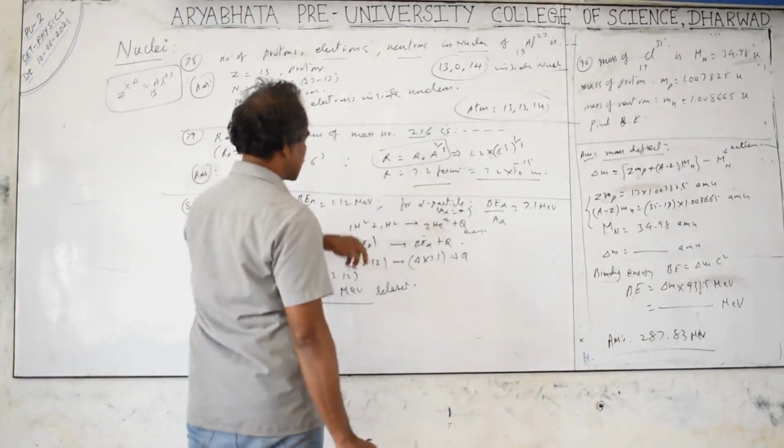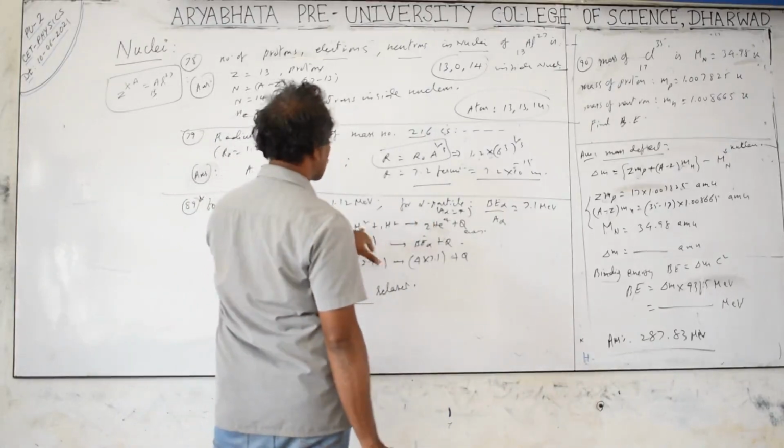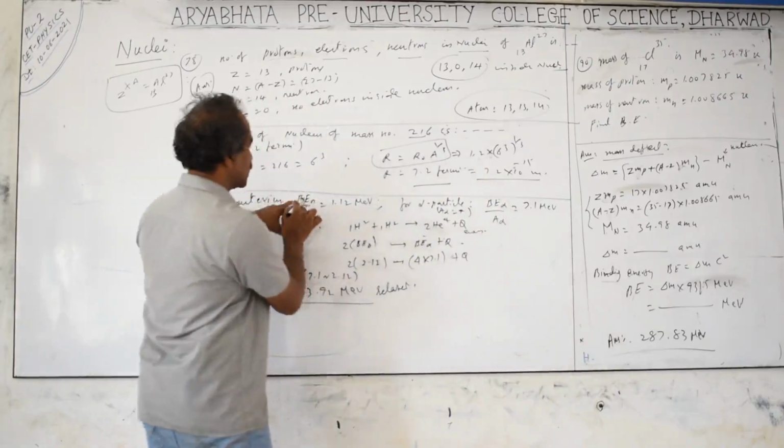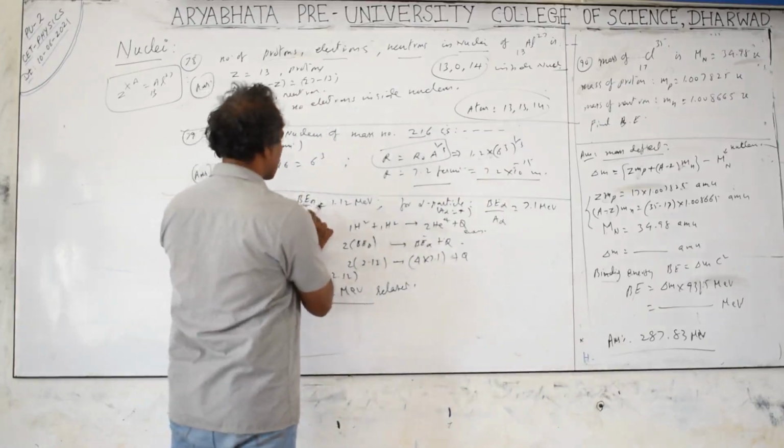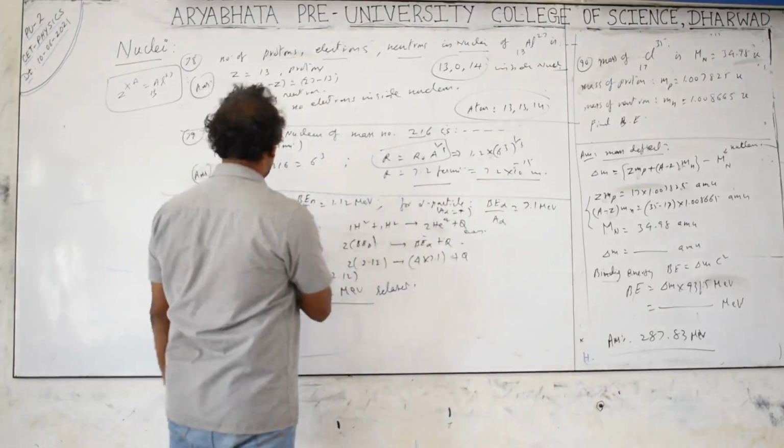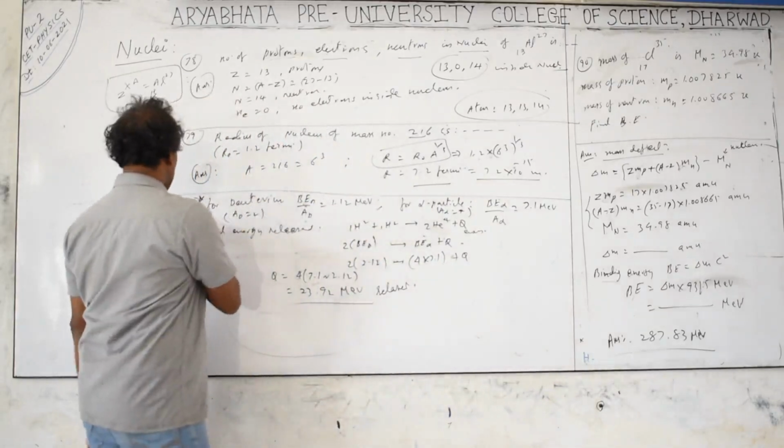That means you will get this relation as 2 deuterons, 2 times the binding energy for each deuteron you take, which equals the mass number of the deuteron into 1.12. Deuteron is 1H2, that is the isotope of hydrogen.